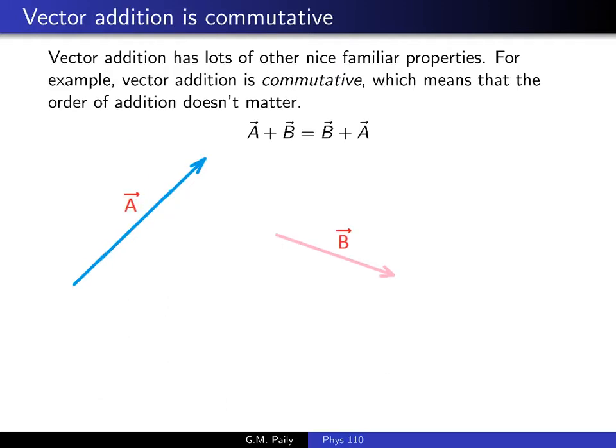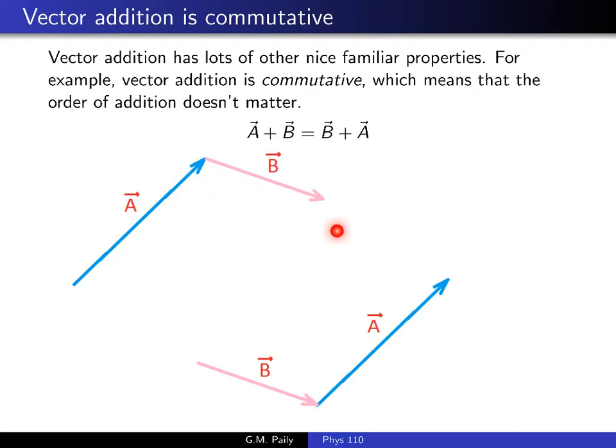Now we're going to talk about some of the properties of vector addition. First of all, it is commutative, which means that the order of addition doesn't matter. In other words, a plus b is the same as b plus a. The proof here, we've taken those two vectors a and b, and, well, it's not really a proof, it's an illustration.